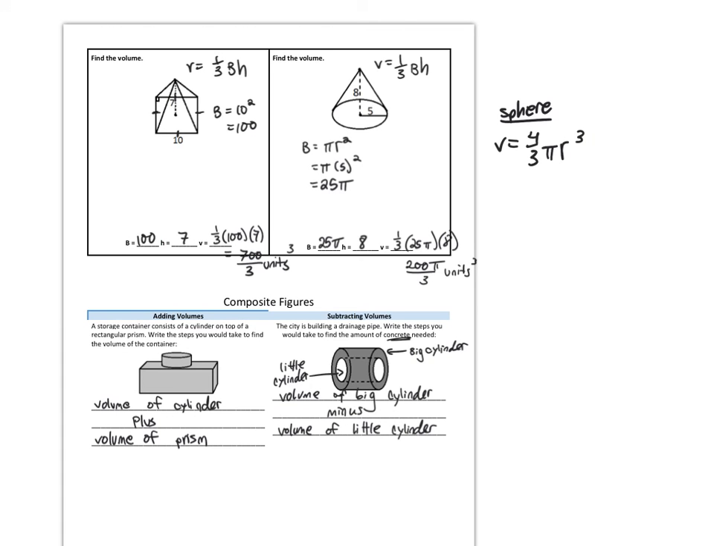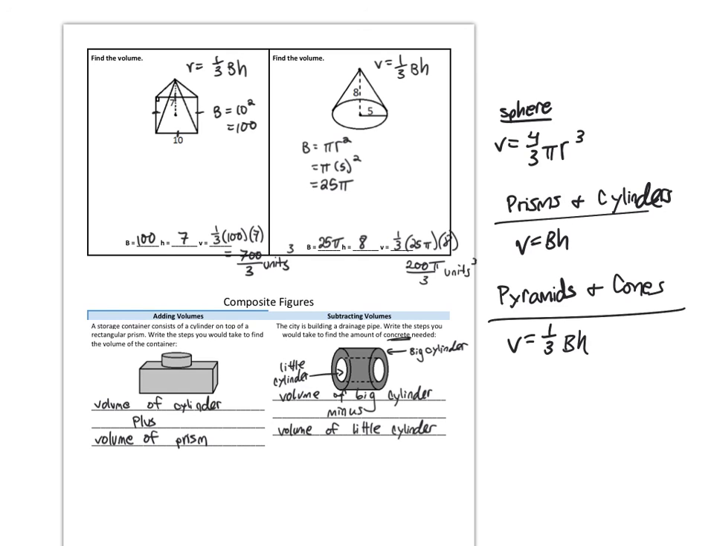So we talked about 3 families of formulas. We had the volume of a sphere, we had prisms and cylinders, and we had pyramids and cones.